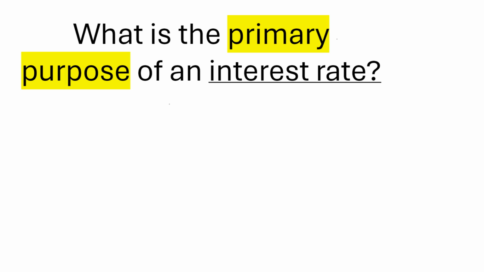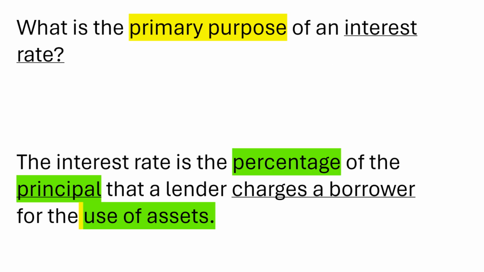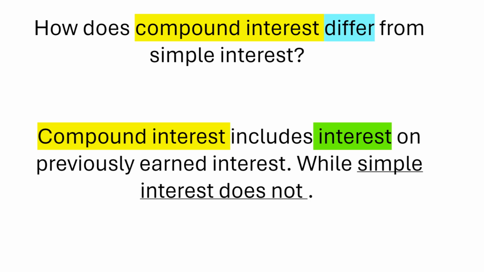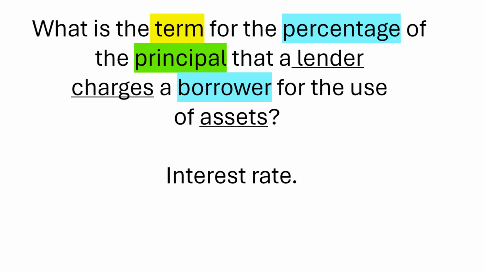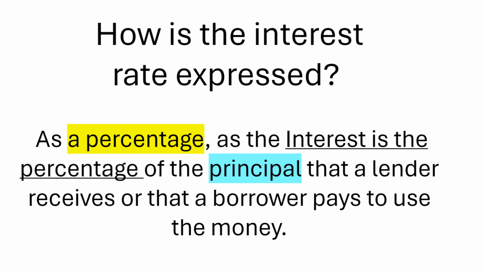Section of interest rates, key questions. What is the primary purpose of an interest rate? The interest rate is the percentage of the principal that a lender charges a borrower for the use of assets. How does compound interest differ from simple interest? Compound interest includes interest on previously earned interest. What is the term for the percentage of the principal that a lender charges a borrower for the use of assets? Interest rate.